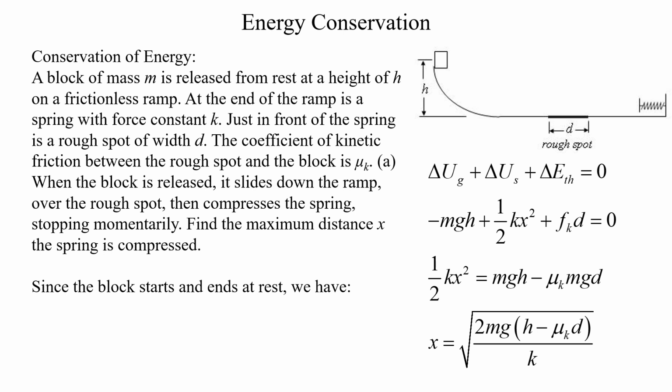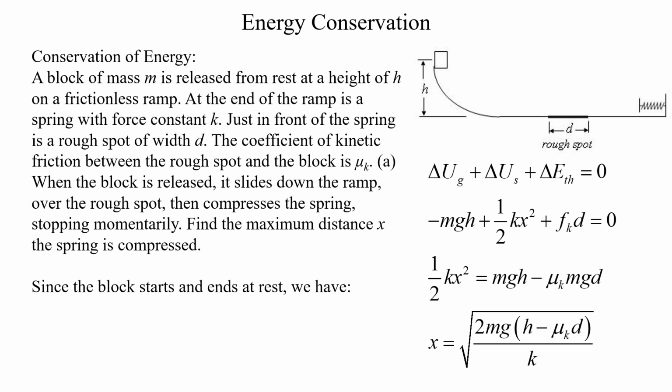Alright, so our gravitational potential energy is going to decrease. We're going to lose height h, so that term is minus mgh. The spring potential energy is going to increase by 1/2 kx squared, where x is the distance the spring is compressed. And that's what we want to find. The increase in thermal energy is just the frictional force times the distance. And we're given the coefficient of kinetic friction. When it goes over the rough spot, the only vertical forces are the normal force up and the weight down. So the normal force will equal mg.